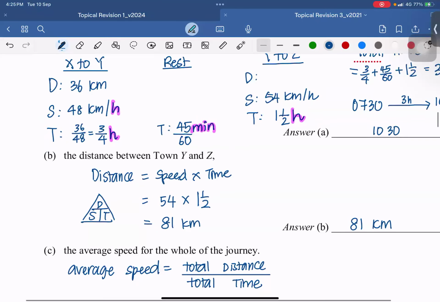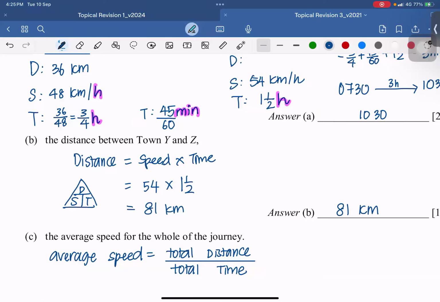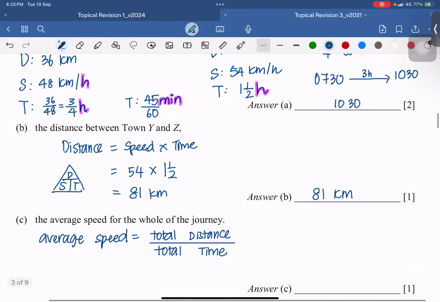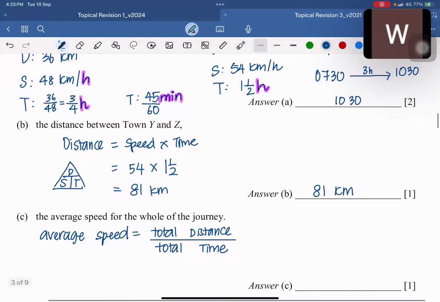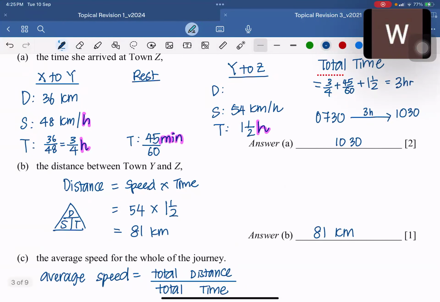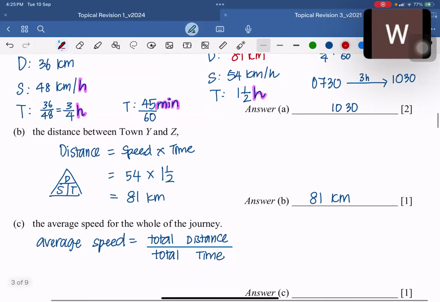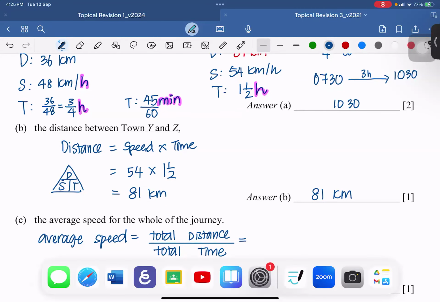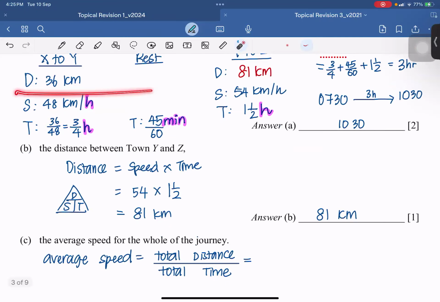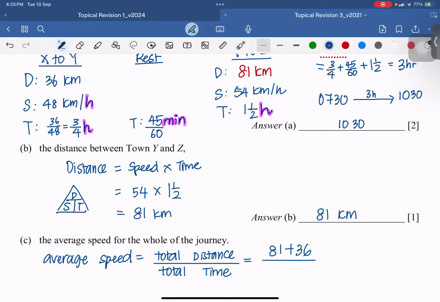Okay, next part of the question. The question says average speed. Average speed is total distance divided by the total time. Let me call another letter X. The next one, Silei. Silei, can you tell me what is the total distance? Just now GC found this one to be 81 kilometers. Can you tell me how to find the total distance? Yes, total distance. You look through the table here. What is the total distance? How to find the total distance? 81 plus 36. Thank you. Correct. 81 plus 36.